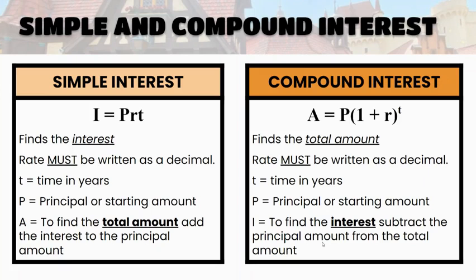So whenever you want to compare simple interest and compound interest, it has to be the same thing. You either need to be comparing interest to interest or amount to amount. So you're going to have to adjust the formulas depending on what you want to compare.